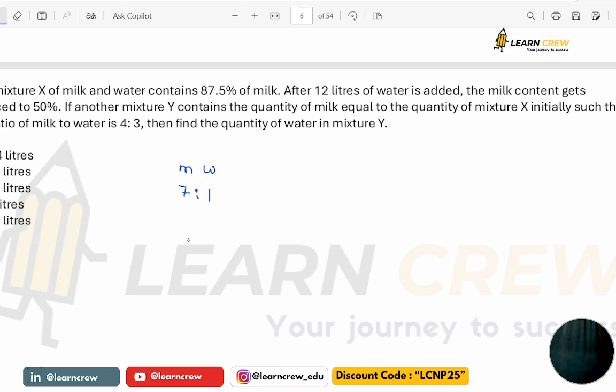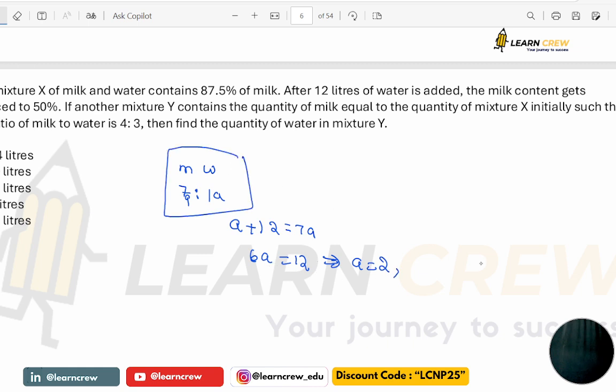Okay, and water is 7a, so you will get a plus 12. If it is 1a, it is 7a. A plus 12 would be 7a. Thereby you got 6a as 12. Thereby a is equal to 2. If a is equal to 2, total mixture x would be 8a, which is 16.